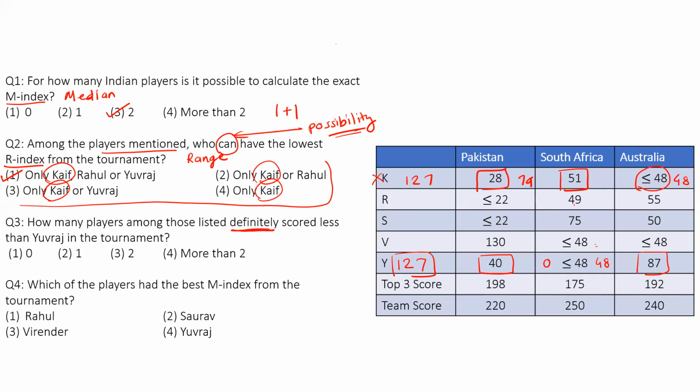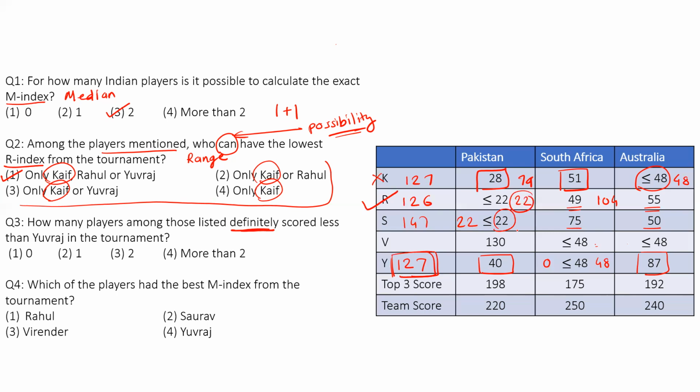If I look at Rahul, 49 plus 55, that is nothing but 104. Even if he scores 22 runs here, which is the maximum possible, the maximum run of Rahul in the tournament will be equal to 126, which is definitely less than Yuvraj. So yes, we got the first person: Rahul will definitely score less than Yuvraj in the tournament. Regarding Saurabh, this is 75 plus 50, 125. And if he scores 22 here, his score will be 147. So may be possible, may not be possible.